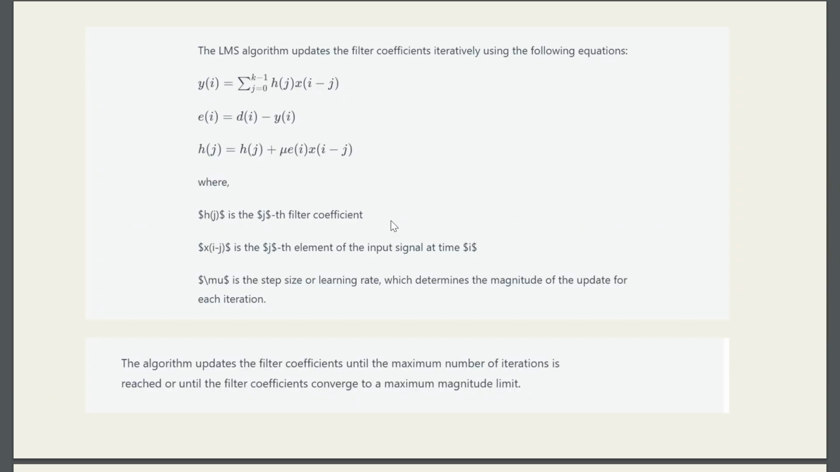So how will this LMS algorithm work? It will continuously update the filter coefficient until the maximum number of iterations is reached or until the filter coefficient converges to a maximum magnitude limit. First, it will calculate the output using this equation. Then it will be calculating the error. And after calculating the error, it will update the filter coefficient.